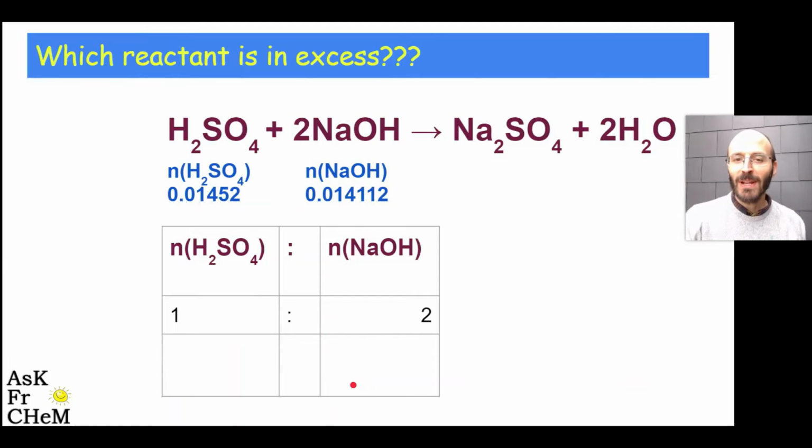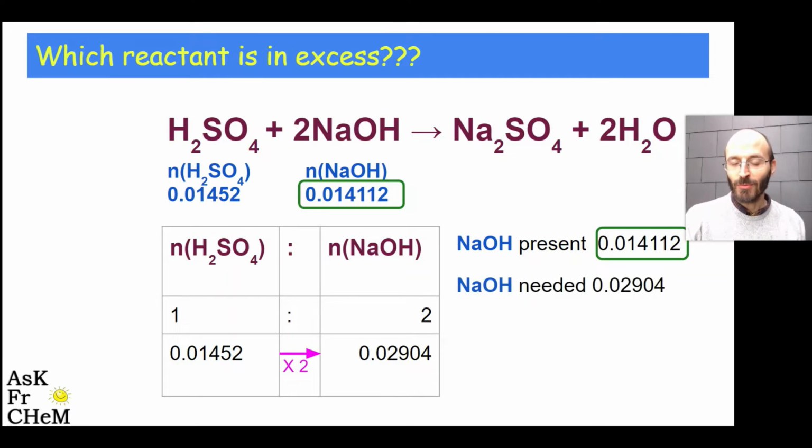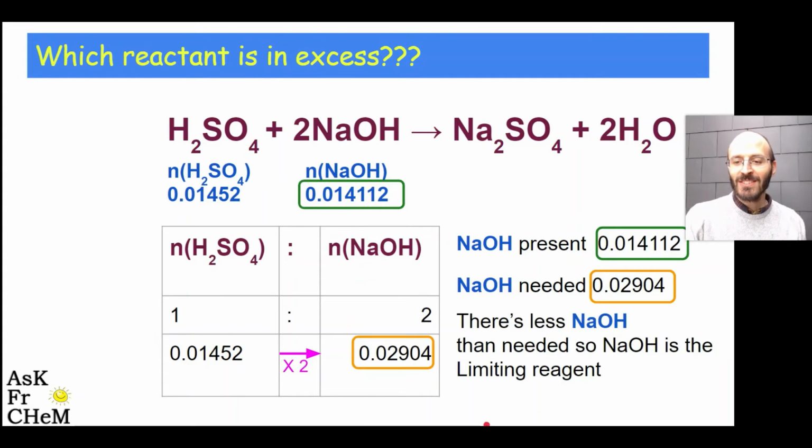You could do the same calculation starting with the moles of sulfuric acid. These are the moles of sodium hydroxide needed to react. So now you compare what you've got present in solution, that you calculated at the very beginning of this question, with what you need. And you will see that you need much more than what you have. And therefore, sodium hydroxide is the limiting reagent that you will use for further calculations. Sulfuric acid is in excess.